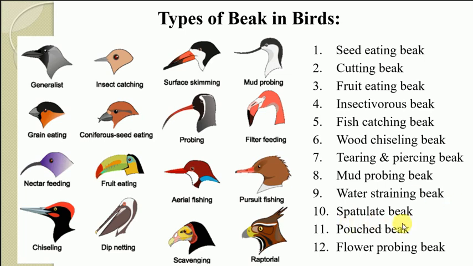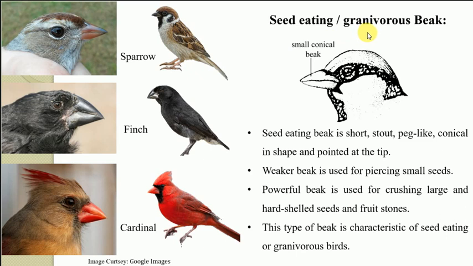Then the spatulate beak, pouched beak and the flower probing beak. So these are the different types of beaks you will find among birds. So let's see them one by one. First of all, let's start with the seed eating, or so-called granivorous, beak.